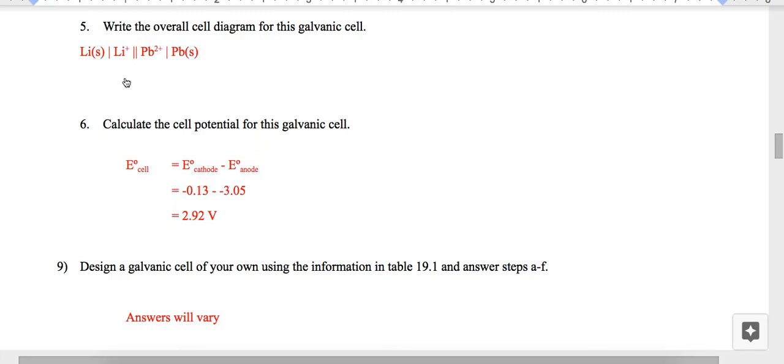This is the cell diagram. The cell diagram is going to have the anode listed first, the cathode listed next, and just describing what happens. So we have lithium solid going to lithium with a positive 1 charge, lead 2+ to lead solid. This is going to be our salt bridge, and these are our phase boundaries. There's the potential, 2.92 for the final, and then you can make up a couple of your own. All right.